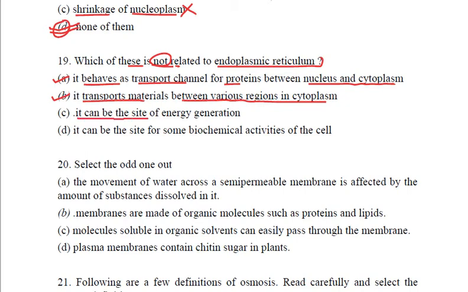It can be the site of energy generation. No, because energy generation takes place in mitochondria, not ER. It can be the site for some biochemical activities of the cell. Yes, of course, it provides that site for the biochemical activities of the cell to take place. So the correct option is C, that endoplasmic reticulum is not associated anywhere anyhow with energy generation, because that is the process taking place in mitochondria, which is also called the powerhouse or power plant of the cell.